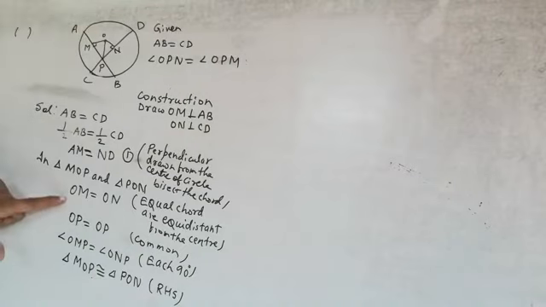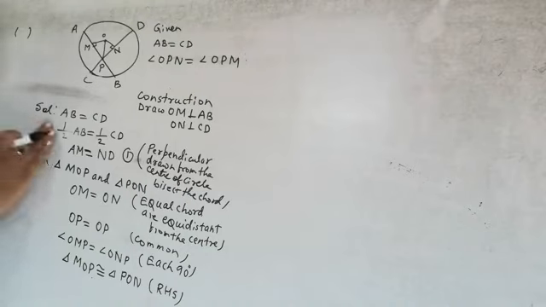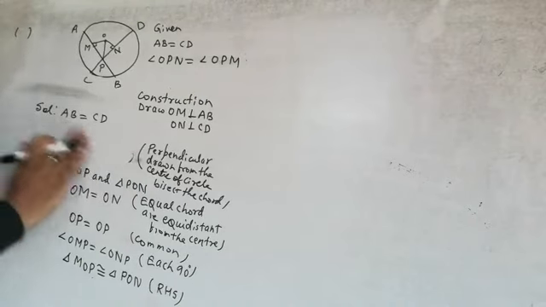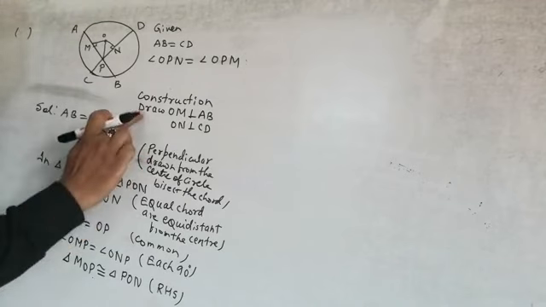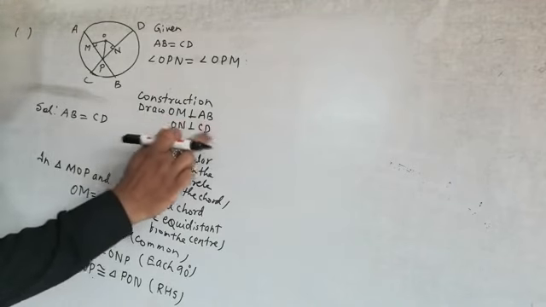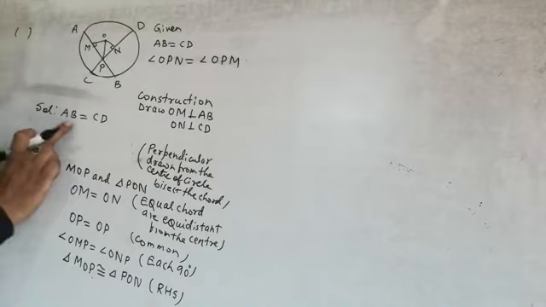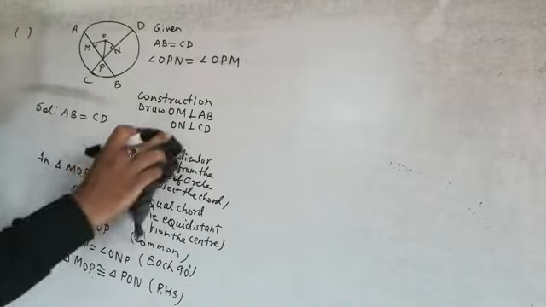OM is equal to ON, since the chords are equidistant from the center. OP is common, and the angle at M is 90 degrees. If the two triangles are congruent, these are the steps by which we can easily prove it. So you can write here the construction: OM is perpendicular to AB, ON is perpendicular to CD. And again, AB is equal to CD, as given in the question.